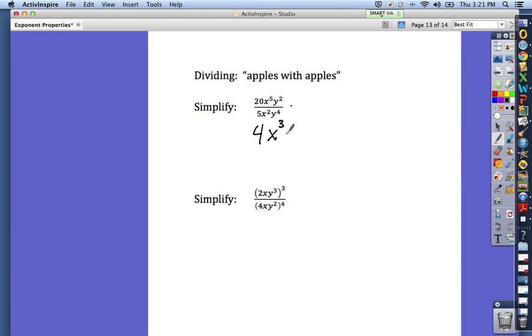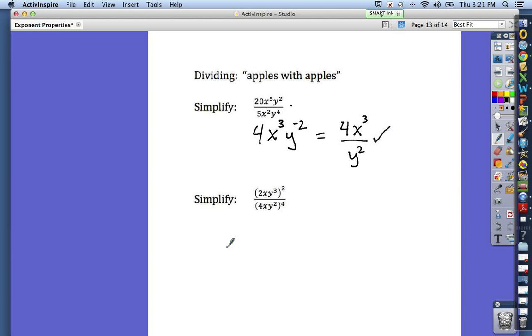And of course, 5 minus 2 is 3. y to the second divided by y to the fourth, 2 minus 4, negative 2, y to the negative second. So if I'm allowed to use negative exponents in my answer, I can stop there. Or I can rewrite this as 4x to the third power over y to the second power by thinking about y to the negative second as 1 over y to the second power.